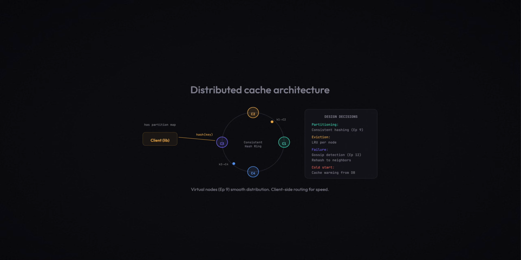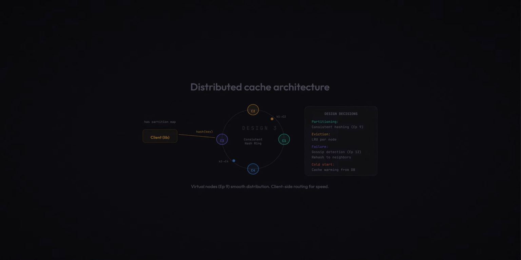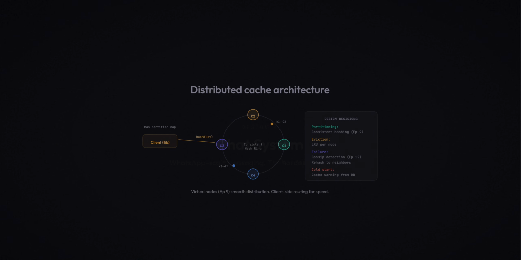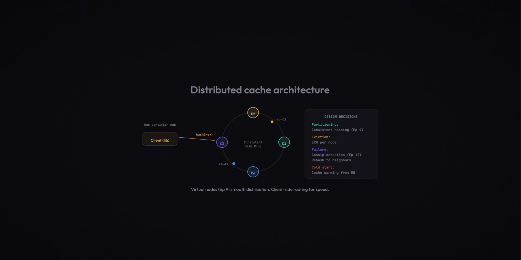Cold start is a real problem. When a new node joins or a node restarts, its cache is empty. A thundering herd of cache misses hits the database. The mitigation is cache warming. Preload hot keys from the database before the node starts accepting traffic. The key design decisions are consistent hashing from episode 9, gossip-based failure detection from episode 12, and circuit breakers from episode 10 to protect the database during cache failures.